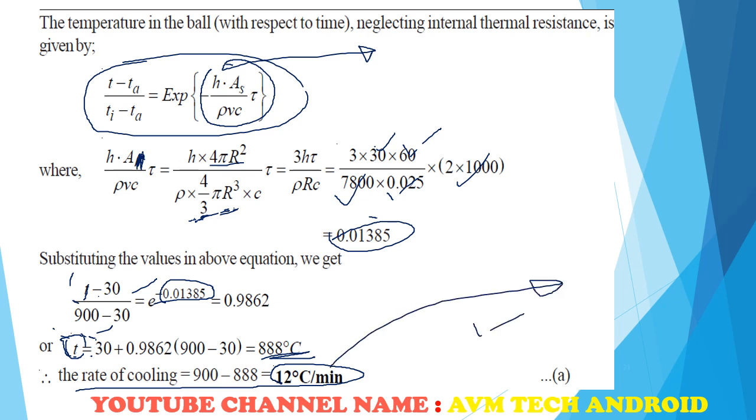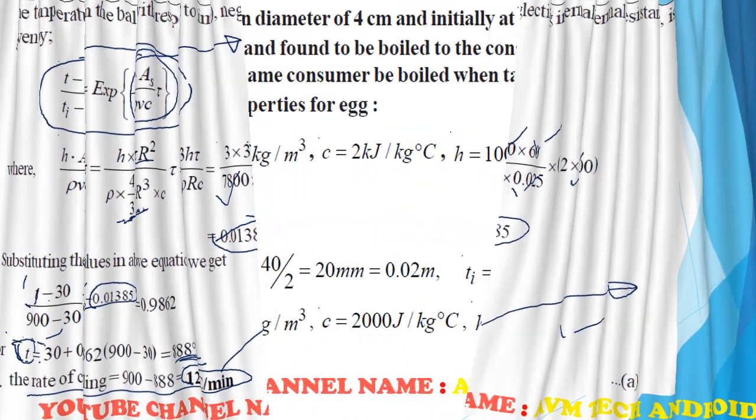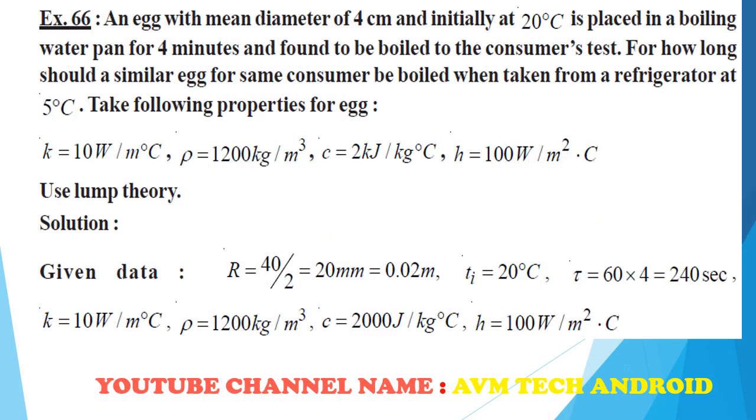We can understand how fast the steel ball loses its heat when it is kept in the surrounding air from 900 degrees Celsius to 30 degrees Celsius. So friend, I hope it is very clear to you how to solve this kind of numerical when unsteady state heat transfer is given. Now this is a very good example containing routine life story.